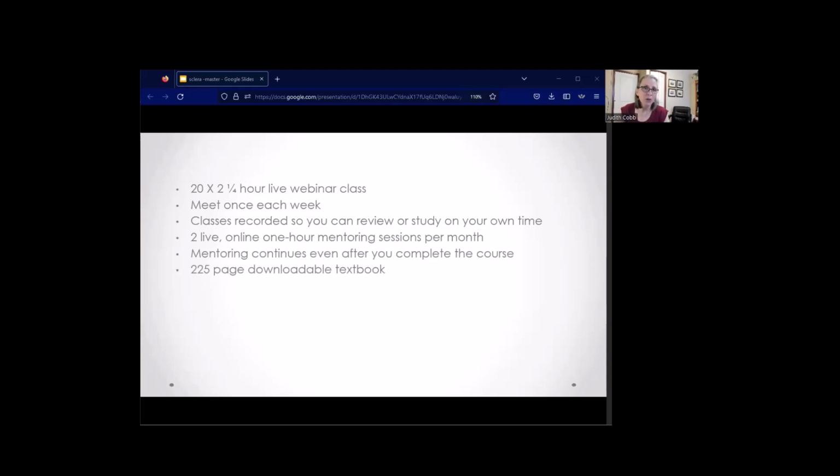You also receive a 225-page downloadable digital textbook included with your tuition. And it is always the most up-to-date version of the textbook in case I have to edit or tweak it. 45 pages of downloadable cheat sheets. This is the whole curriculum in a nutshell, 45 pages of nutshell.